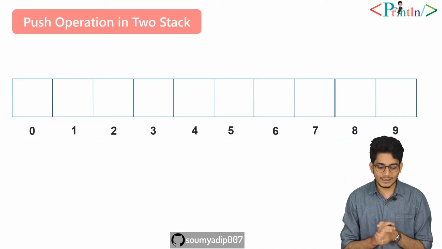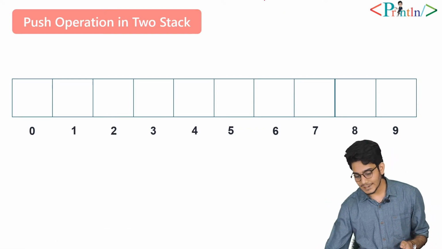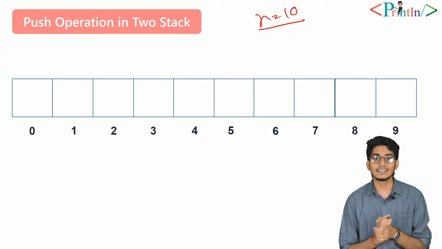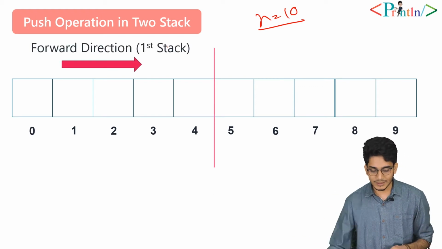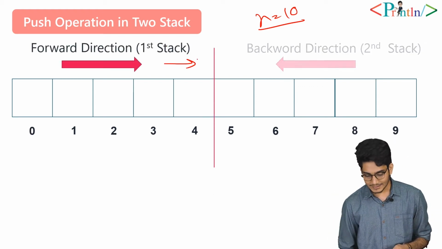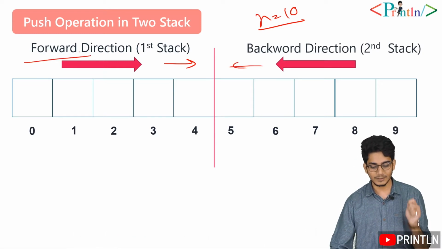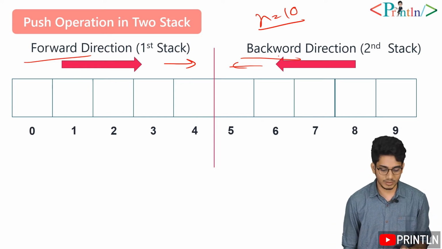Now you can see that we have one array over there. What is the size of the array? The size of the array is 10. Let's say n equals 10. Now we have to divide this array into two parts. The first stack will go in this direction and the second stack will go in this direction. So the first stack will go in the forward direction and the second stack will go in the backward direction.